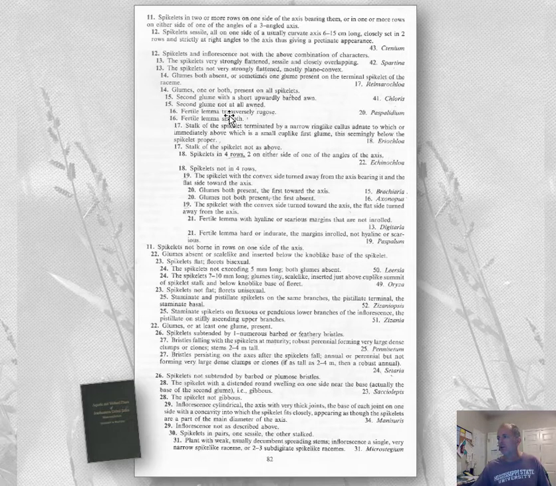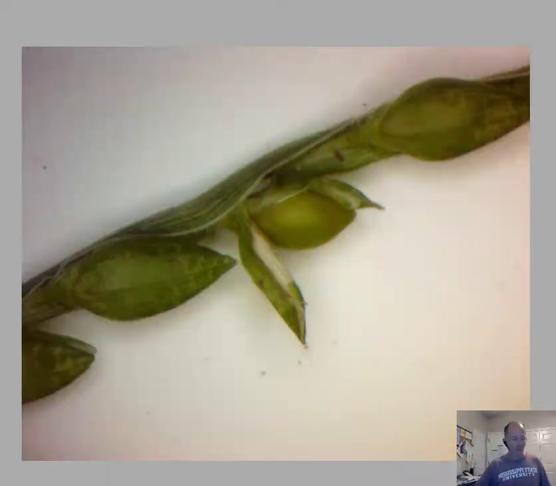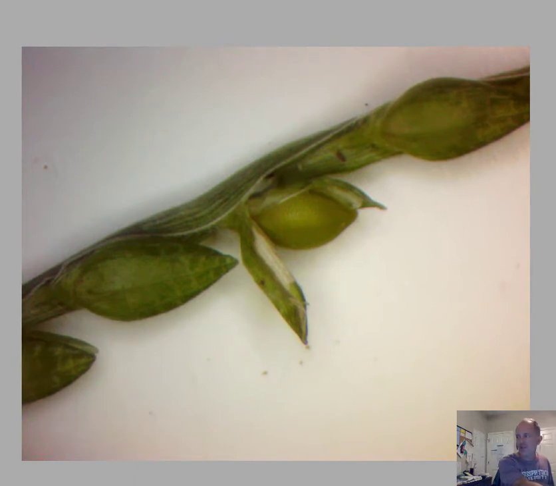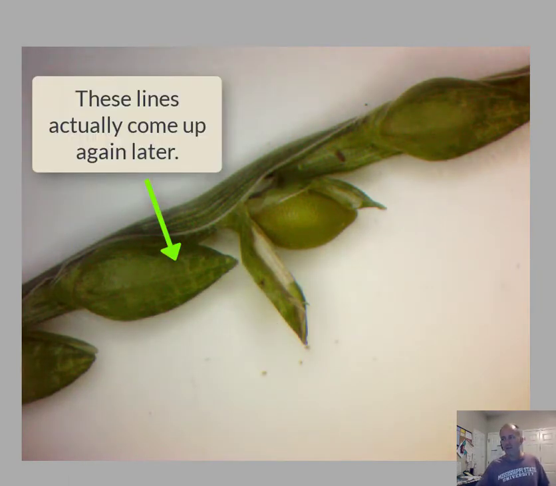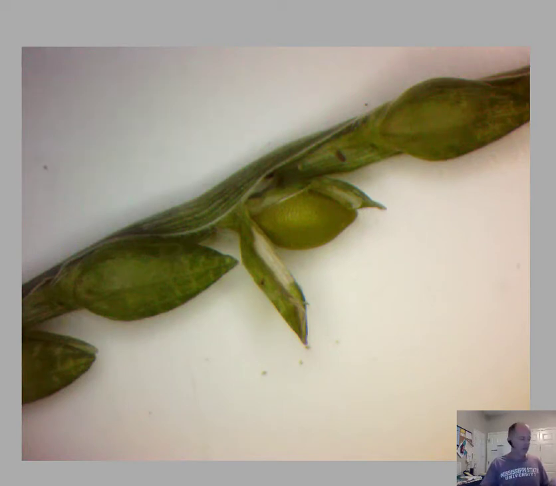Then we have fertile lemma transversely rugose for number 16, okay? So we have a lemma. Transversely, so going crossways, rugose means wrinkled, okay? And so when we look at these, you can see some lines on some of these things. Of course, these have actually been sitting out for a while and kind of dried a little bit. You see some lines, but there's not transversely rugose. This thing is going to be really strongly wrinkled. It's going to be super obvious, and that's not what we're seeing on these things.